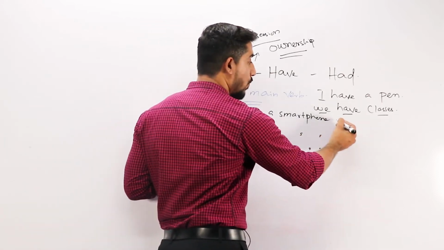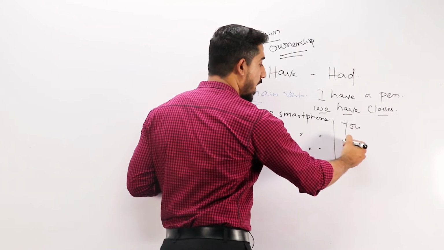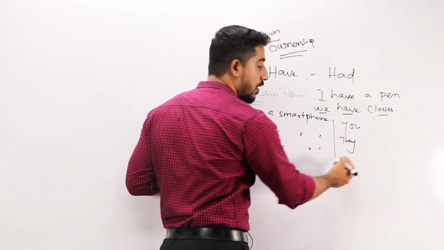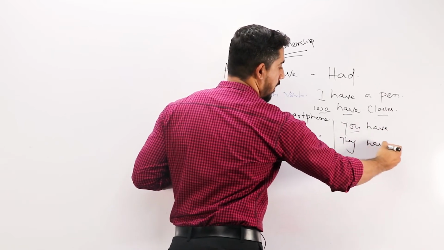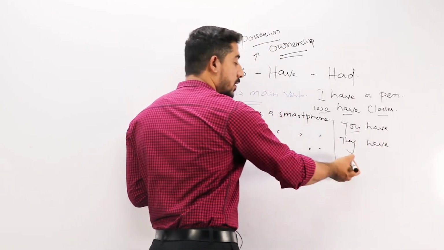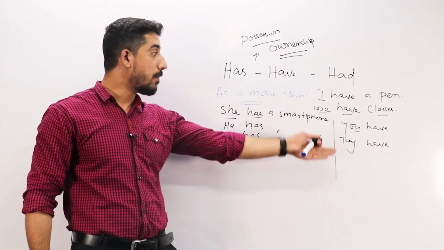Besides that, we have, you have, they have. Clear? That's how we are using it as a main verb.